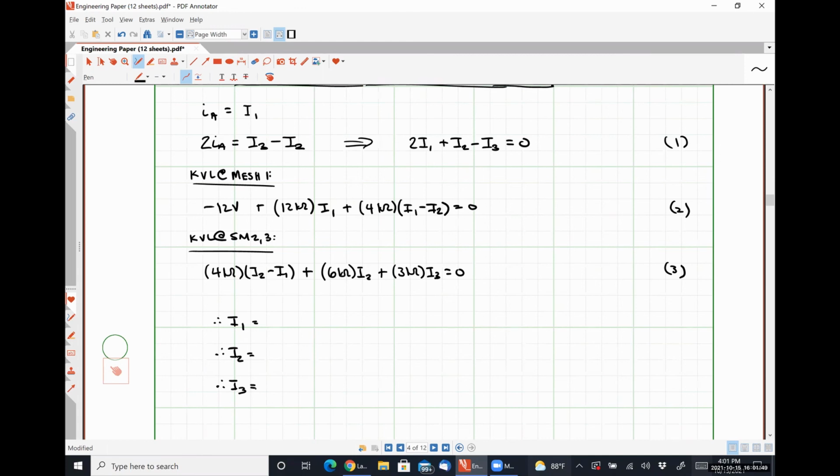What did people get? What about I2? -1/9. And just to ask here, did you pay attention? So should this be amps or milliamps, or did you pay attention to units? Should be milliamps. Okay. And what about I3? 4/3.